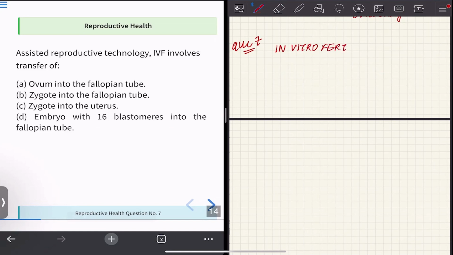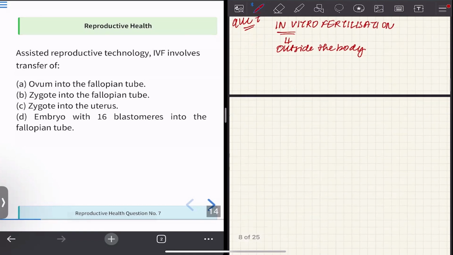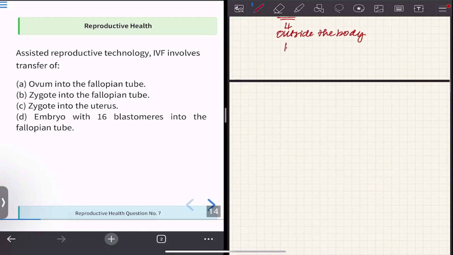So what is in vitro fertilization? That the fertilization is taking place in vitro, that is outside the body. Outside the body, our fertilization is taking place. So what all is involved in this? Do we insert the ovum into the fallopian tube? In this case, the fertilization will take place in the body of the women itself. So A option is incorrect.